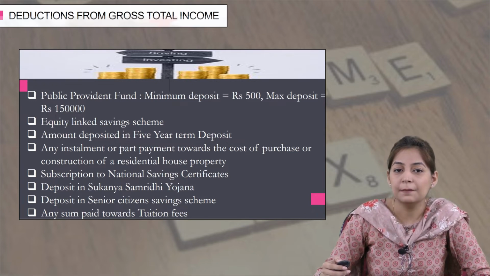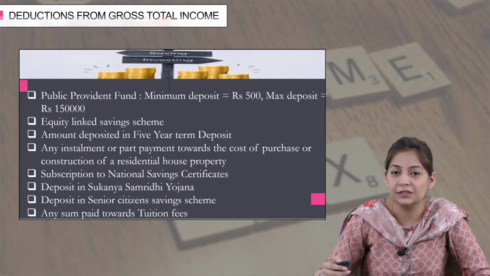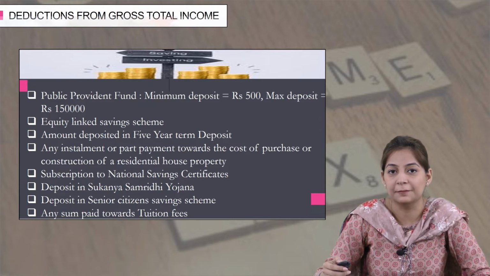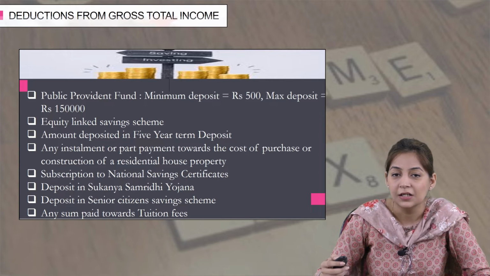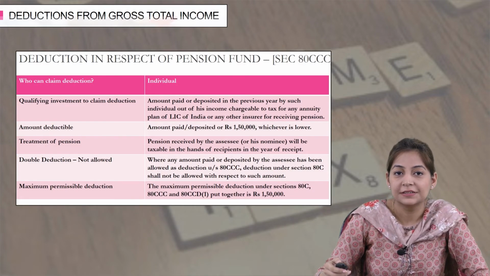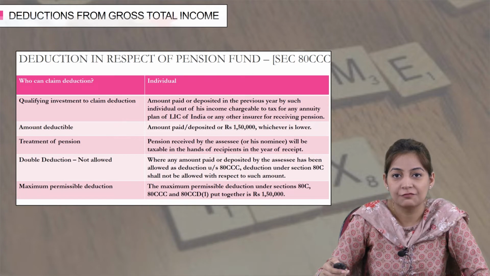Lastly, any sum paid towards the tuition fees of a child can also be claimed as deduction under section 80C. So, this is the list where you can make certain investment and you can claim the deduction under section 80C. Next is the deduction in respect of pension fund covered under section 80CCC.